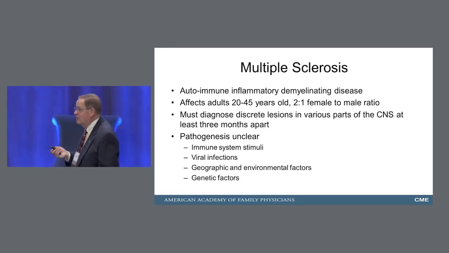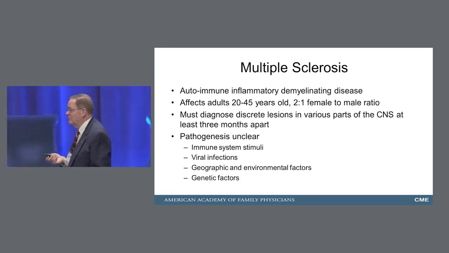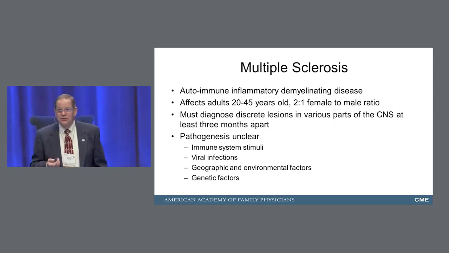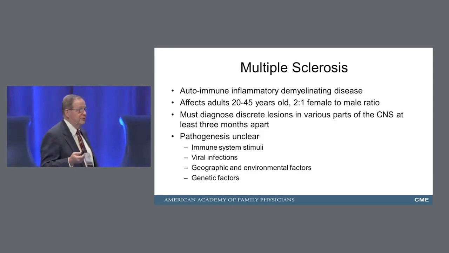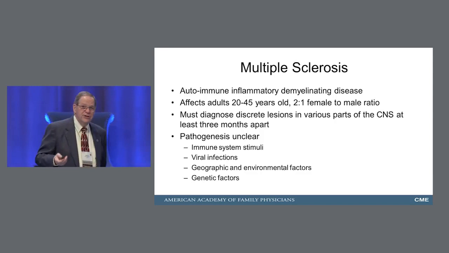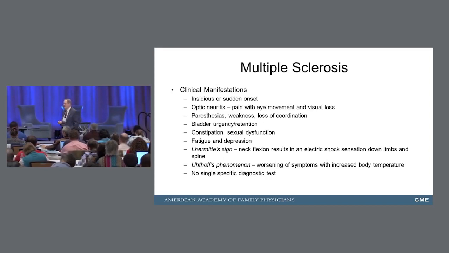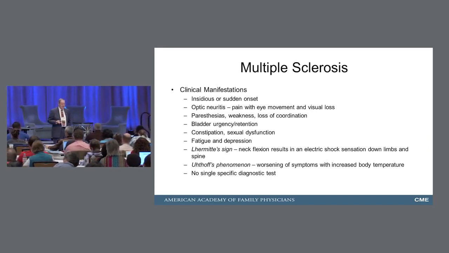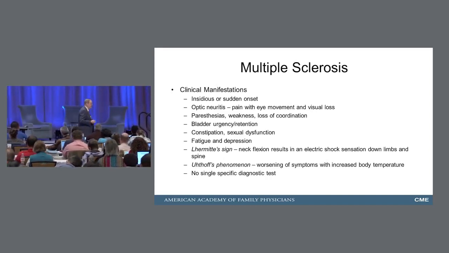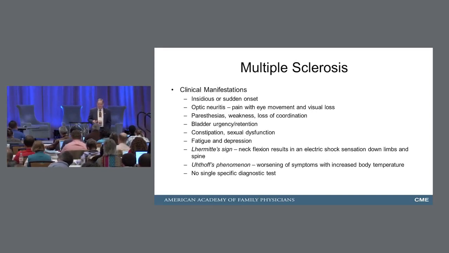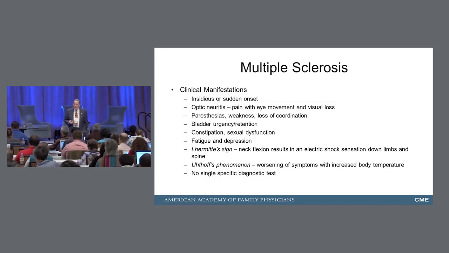We really don't understand, again, where this comes from. Something has stimulated the immune system, whether it's some sort of viral infection or something genetic. But there are more and more better treatments for this. Clinical manifestations: it can be insidious onset, it can be sudden onset. Optic neuritis is a common symptom in multiple sclerosis, as you know. Usually sensory symptoms are a common presentation.